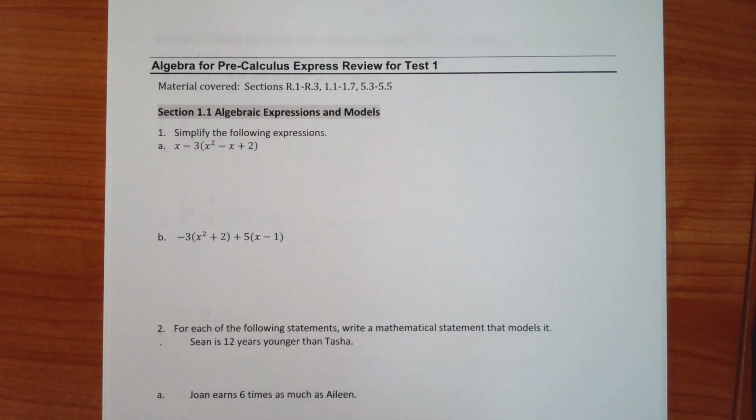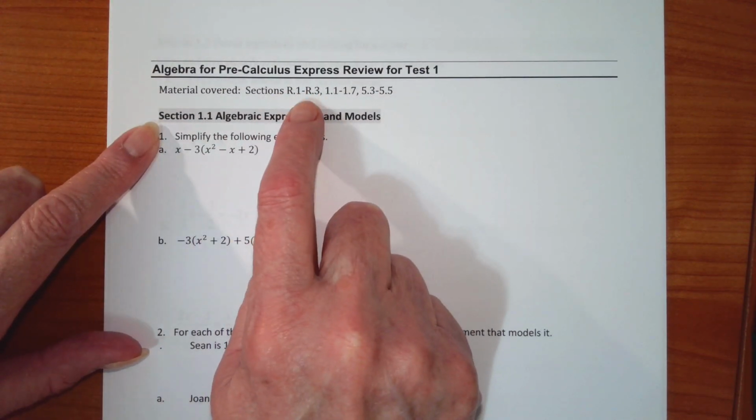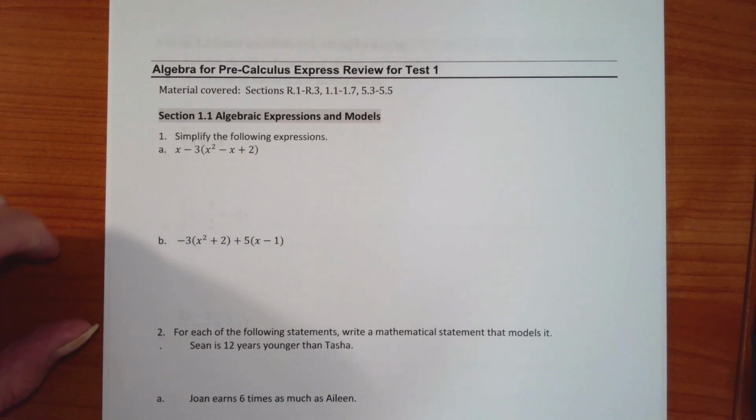Let's get started reviewing you for your test. Okay, so we're going to start with 1.1. The R1 and R3 are at the very end, so it's not quite in order.